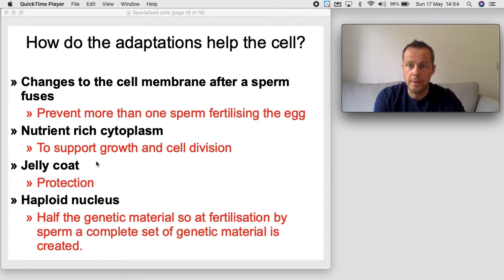So, a couple of points. We've gone through animal and plant cell. We've now looked specifically at animal cells and how they're specialised to do particular jobs. And the two cells we've looked at are sperm cells and egg cells. You need to know the adaptations the sperm cell has and how those adaptations help the sperm cells function, and the same for the egg cell. The adaptations the egg cell has and how those adaptations help the egg cells function.